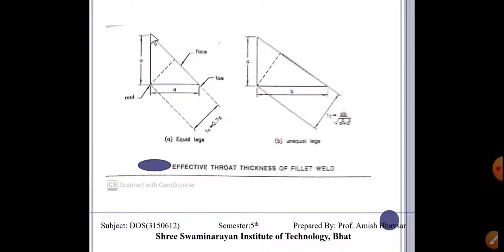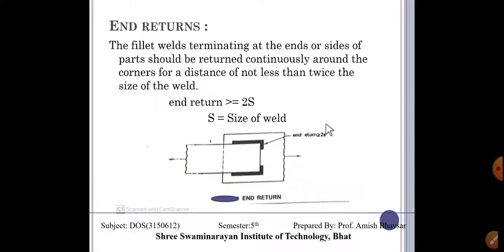Means this is our vertical length, this is our horizontal length, and this inclined length is known as the throat thickness, which is 0.7 into S, right? So its length is going to give the strength of the welding. So the equation for the throat thickness is TT is equal to 0.7 into S. S is the minimum size of welding.